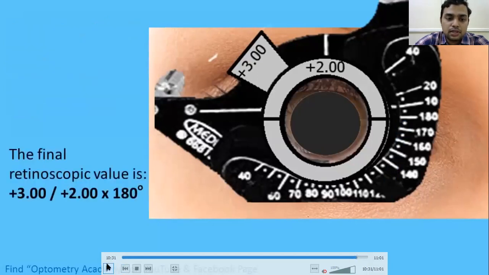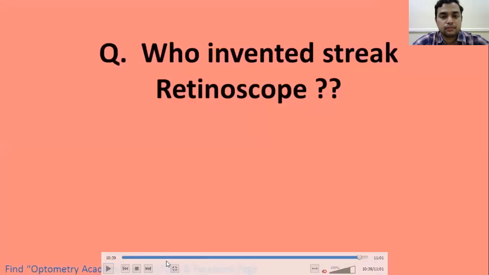So the final prescription is the retinoscopy value: plus 3 diopters spherical and plus 2 diopters cylinder. This is compound hypermetropia. The patient has both astigmatism, that is plus 2 diopters, and spherical power. So we call this compound hypermetropic astigmatism. In the next class, I will teach you about astigmatism. Okay.